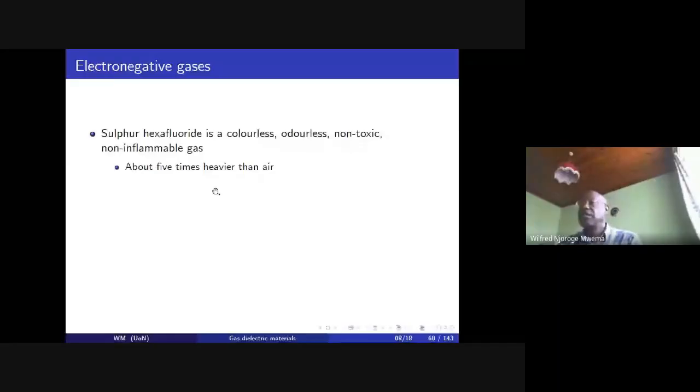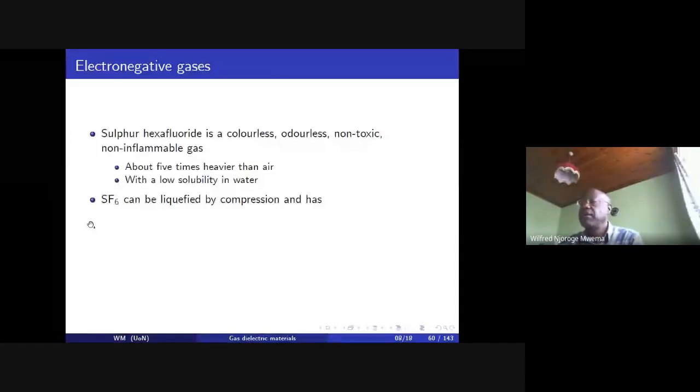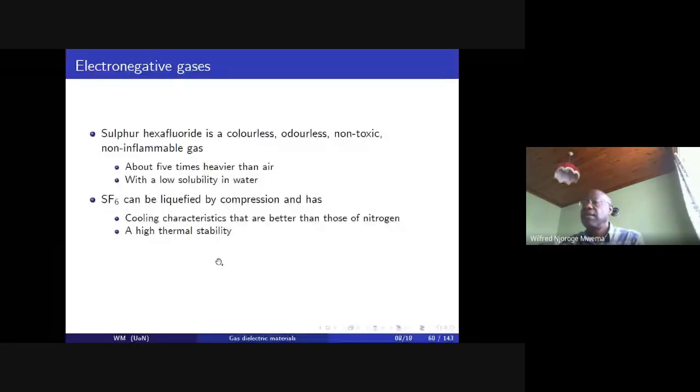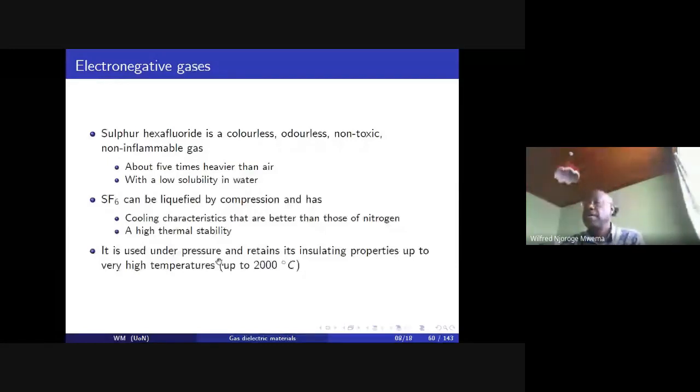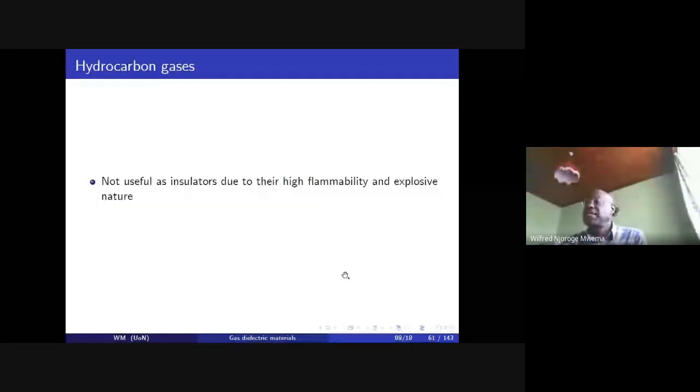So it has volume per volume, and it has low solubility in water. It will be used in liquefied form by compression and has cooling characteristics that are usually better than those of nitrogen. And it has high thermal stability, that is, it does not dissociate. It remains stable and keeps its characteristics over a wide temperature range, usually up to 2000 degrees C. Hydrocarbons themselves, like I said, are not useful as insulators because of their high flammability and explosive nature.